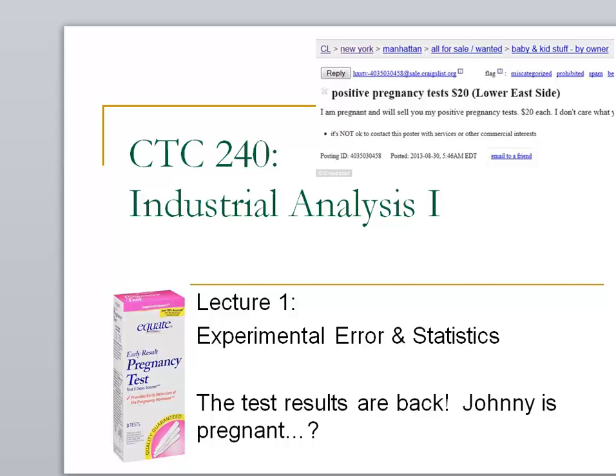What? How on earth could that be? How can Johnny, if he's a male, take a pregnancy test and have it come back positive? Well, these kinds of things happen all the time, right? These are what we call false positives. The test came back as positive, but we know that there's just no way at all that it could be positive. Johnny is a boy.